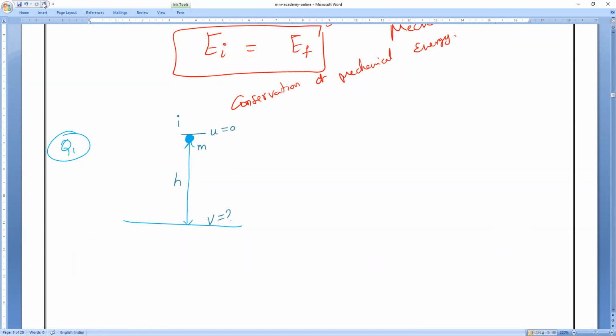Then tell me which formula we have to use? First formula, second formula. Make it quick. Second formula. Understand? So final kinetic energy plus final potential energy is equal to initial kinetic energy plus initial potential energy. Now tell me, what is the initial potential energy?